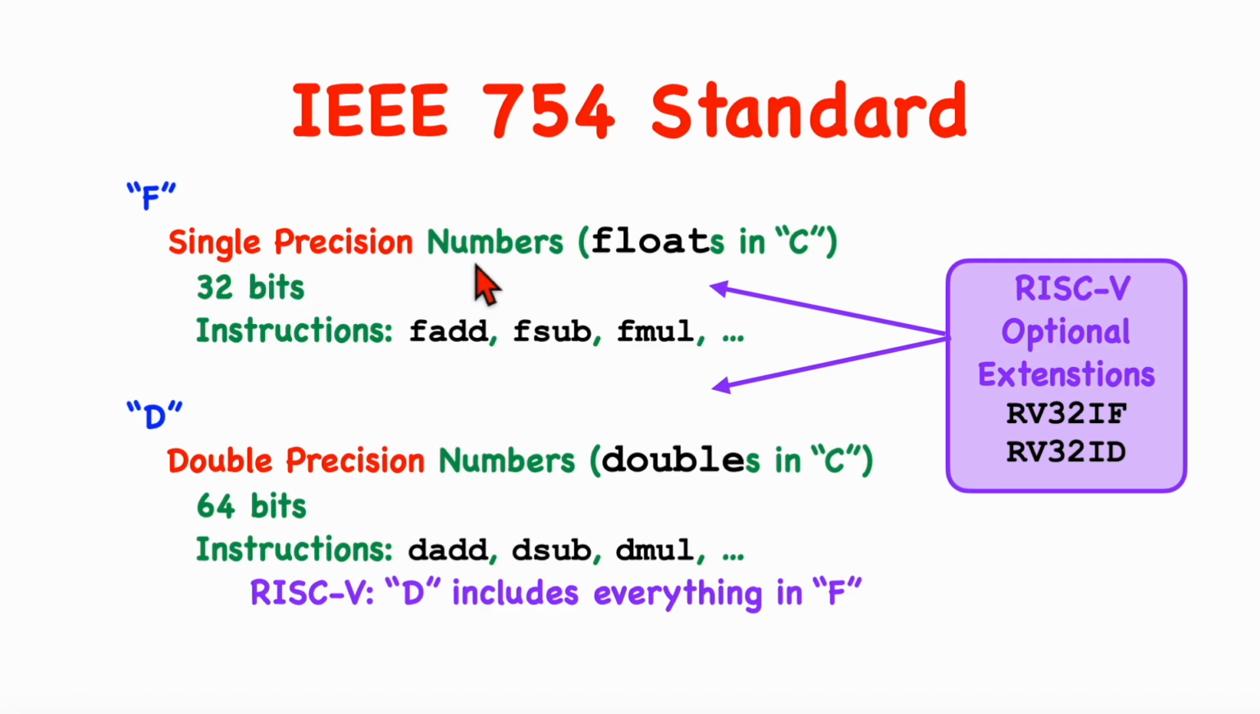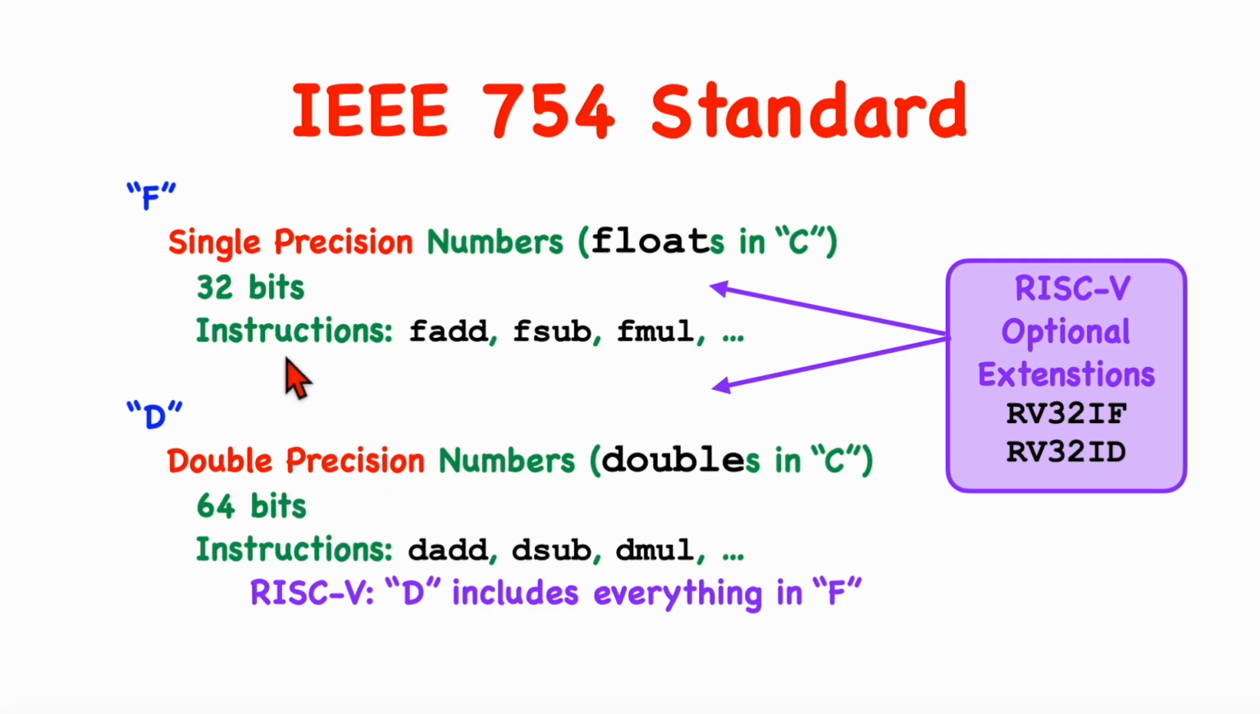A single precision number is stored in 32 bits, or a word, while a double precision value is stored using 64 bits, also known as a double word. When you use the C programming language and you create a float variable, that would be single precision, and a double variable would be a double precision floating point number.